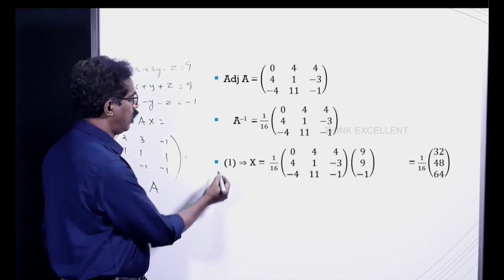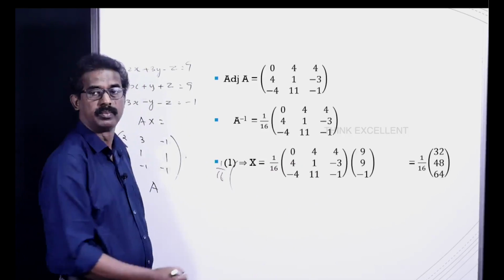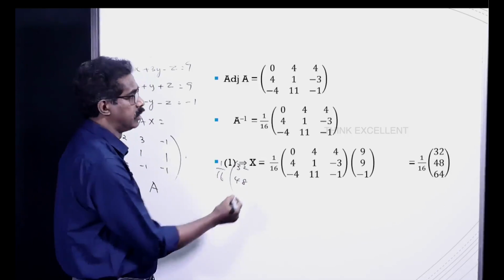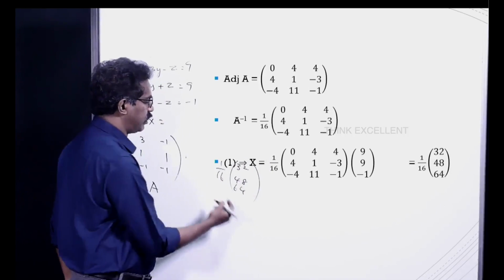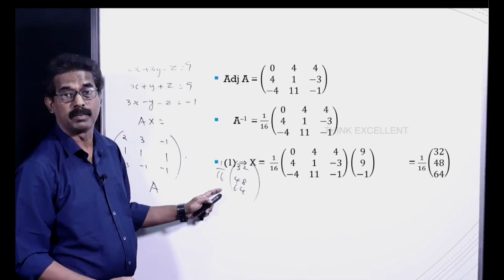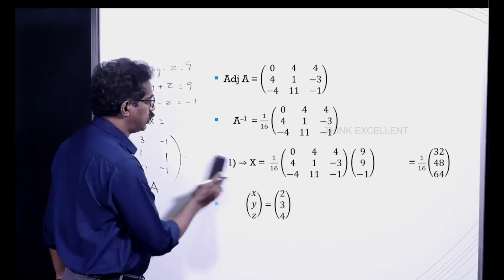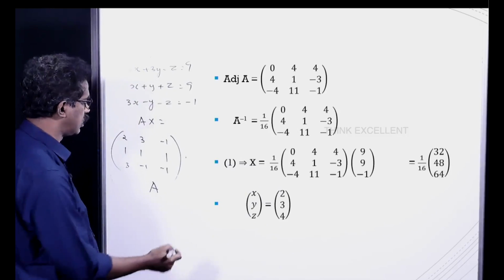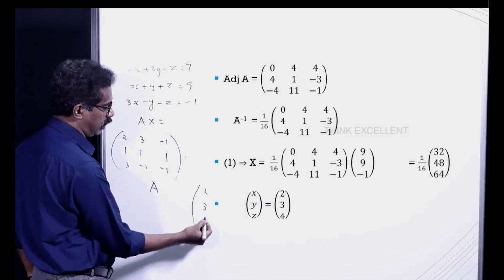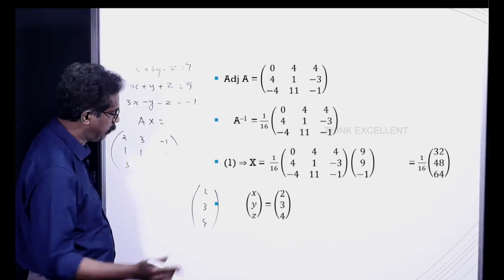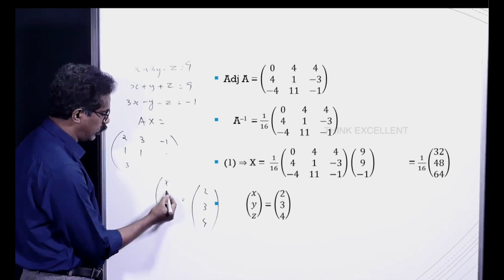So you are getting 1 by 16 into 32, 48 and 64. Every element you can divide by 16, using the table. If you divide by 16, you will get 2, 3, 4. You are getting the values 2, 3, 4. On the left side, instead of capital X, you write the value. Capital X is X, Y, Z, right?